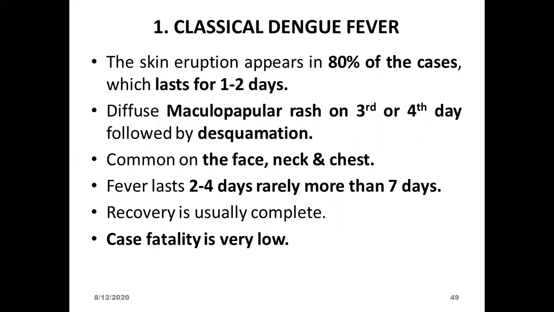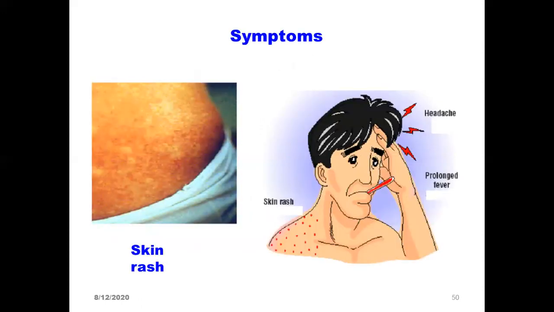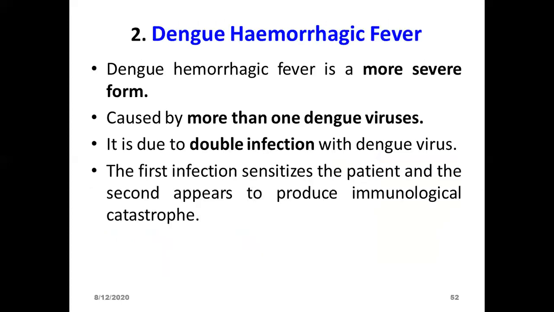The skin eruption appears in 80% of the cases, which lasts for 1 to 2 days. Diffuse maculopapular rash on the third or fourth day, followed by desquamation, commonly present on the face, neck, and chest. Fever lasts 2 to 4 days, rarely more than 7 days. Recovery is usually complete in classical dengue fever, and case fatality is very low. So, maculopapular skin rash is present in classical dengue fever.